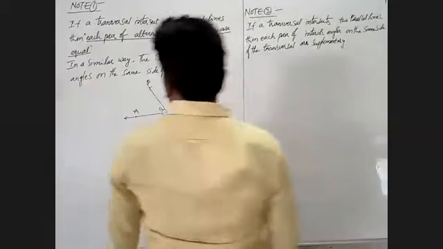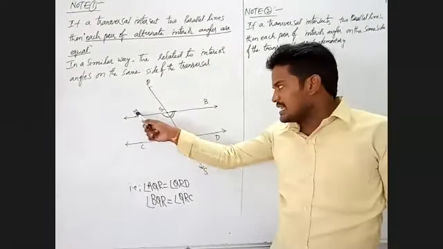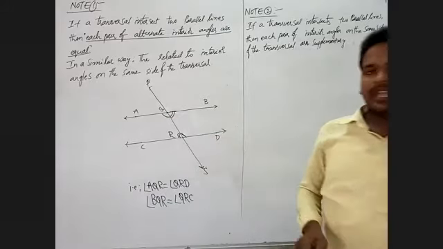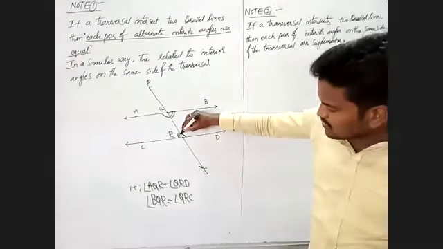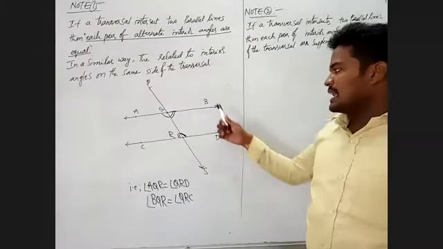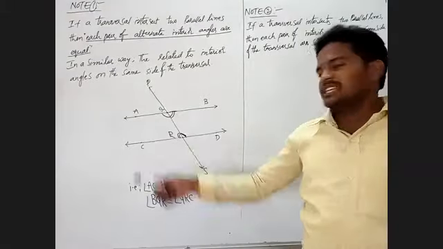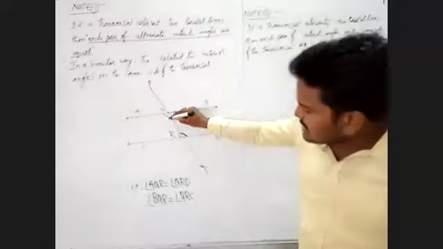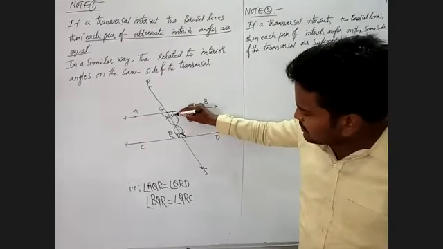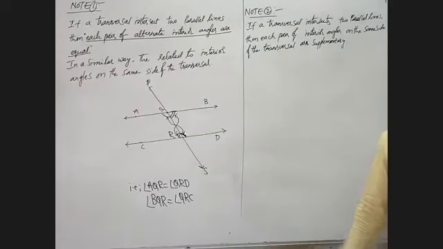In this, each pair of alternate interior angles is equal, which means angle AQR is equal to angle QRD. This is the first case. Similarly, angle BQR is equal to angle QRD. Here these are the alternate interior angles, this is one pair and this is the other pair. This is the given theorem we will express.